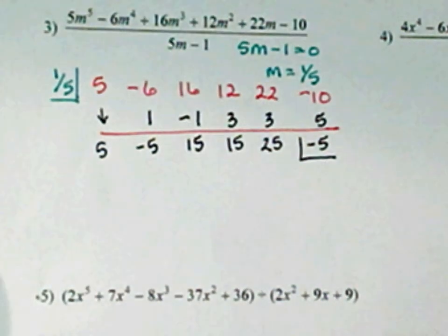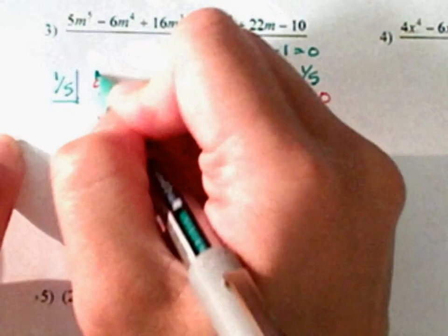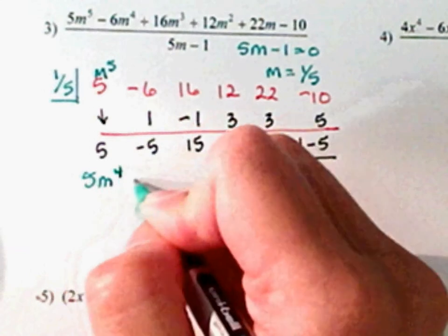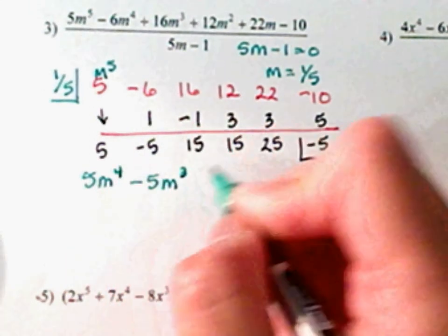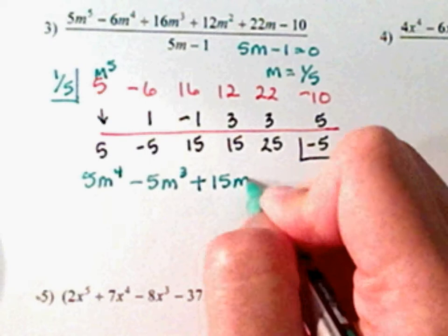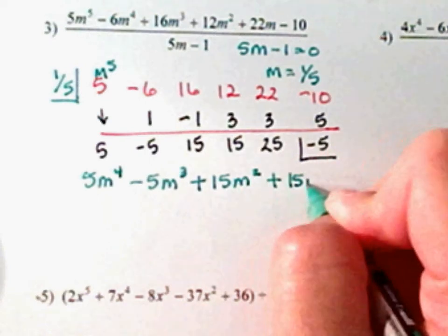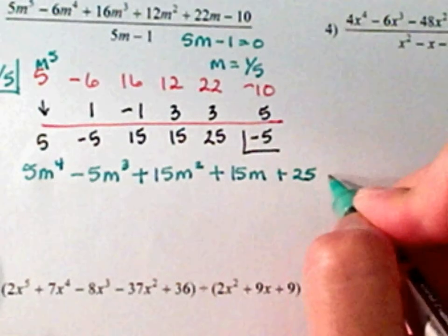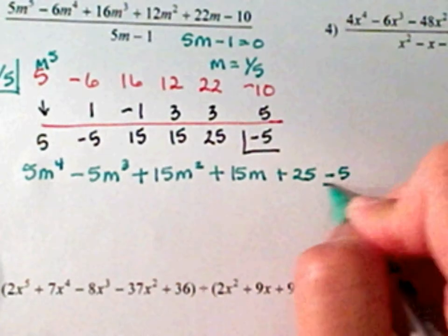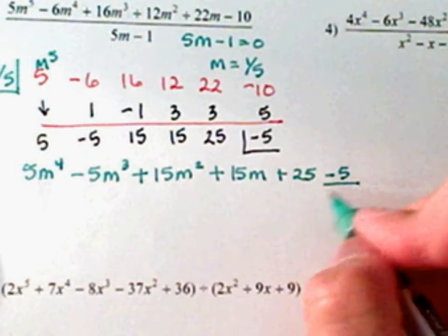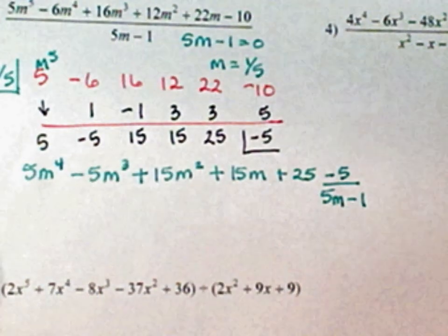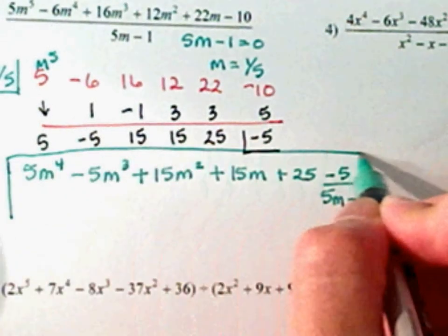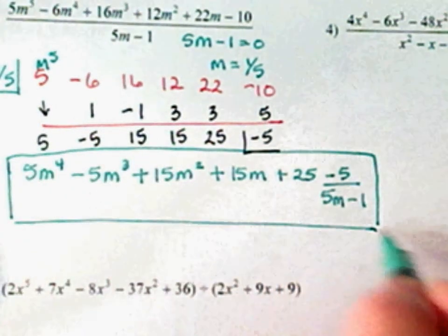So, you started off with m to the 5th. So guess what you have? 5m to the 4th minus 5m to the 3rd plus 15m squared plus 15m plus 25 minus 5 over 5m minus 1, just like that, okay? Just write your solution. You're not solving, so don't go any further than that. There you have number 3.